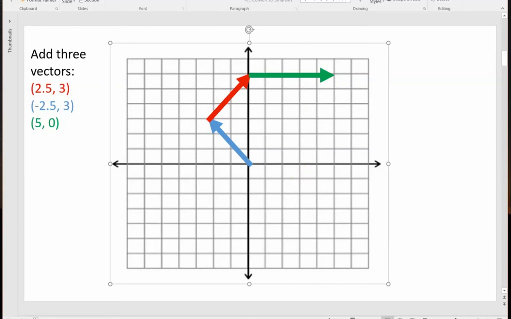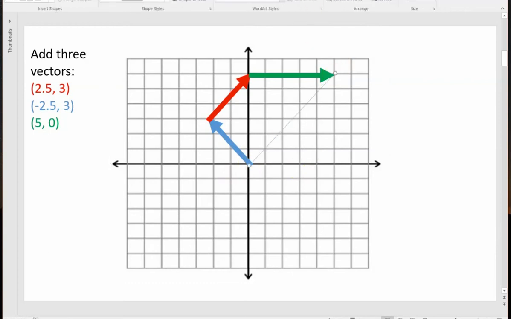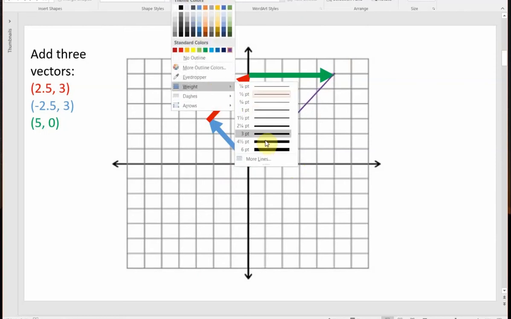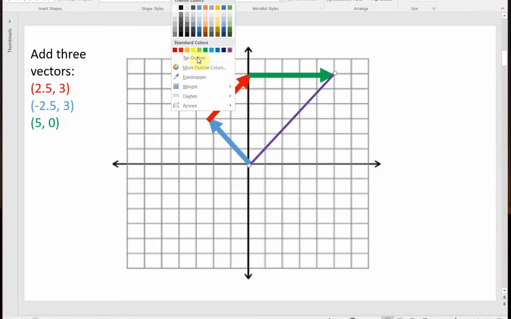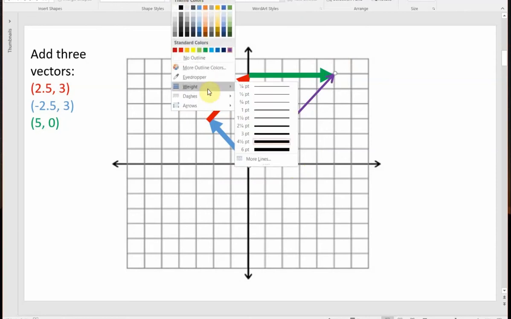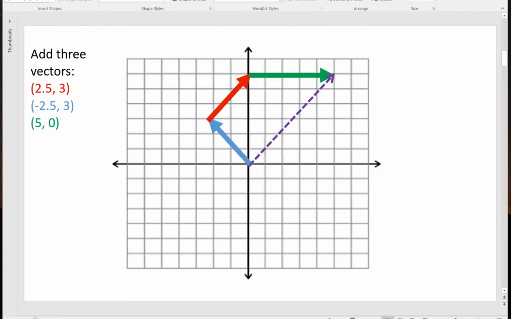So the sum of these three vectors, let me grab a new line here, points from the beginning of the first one to the end of the last one. Let's take this line and I'll make it purple and a little bit heavier. Let's make it an arrow, and I'll throw in some dashes because it's a special dotted line. Alright. So the sum of blue plus red plus green is now this purple arrow.